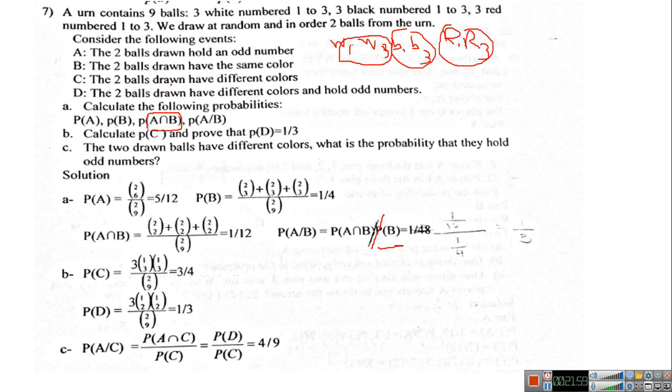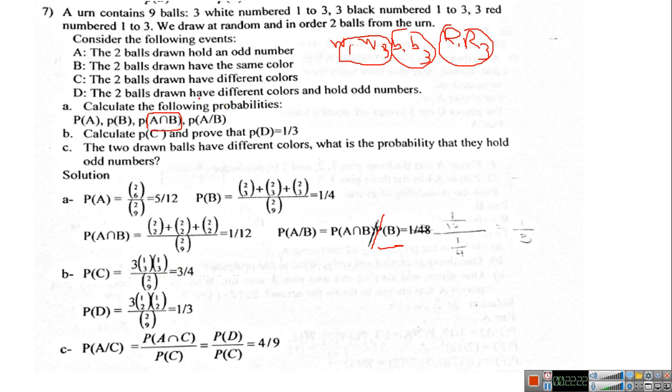Calculate P of C. The 2 drawn balls have different colors, so either one white, one black: 1 out of 3, 1 out of 3 over total, or 1 white, 1 red, or 1 black and 1 red. So instead of making plus plus, I multiply it by 3. Now, what is P of D?